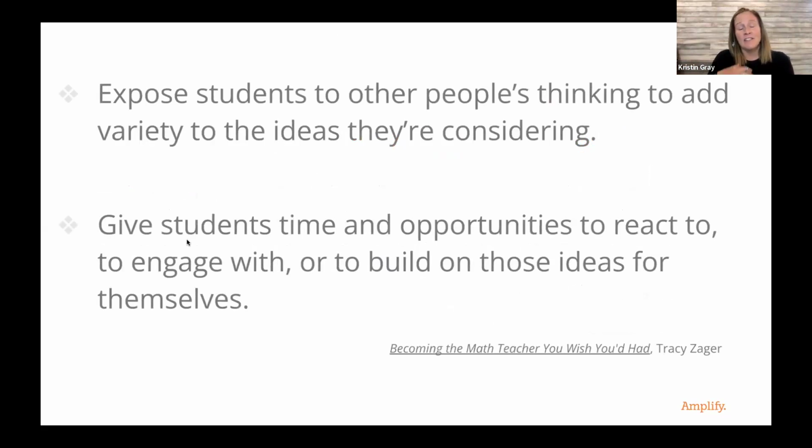And then I love this idea. I'll call it stirring ideas. Tracy Zager, a good friend of mine, wrote a book called Becoming the Math Teacher You Wish You'd Had. She calls it cross-pollinating ideas. And I really love that. It creates such a visual in my mind as well. And her purposes for it, aside from that strategic competence that we'll see in just learning in general, really specific, she'll talk about mathematics, about exposing students to each other's thinking. And the second bullet is one that really sticks with me, about giving them time and opportunities to react and engage and build on those ideas for themselves.